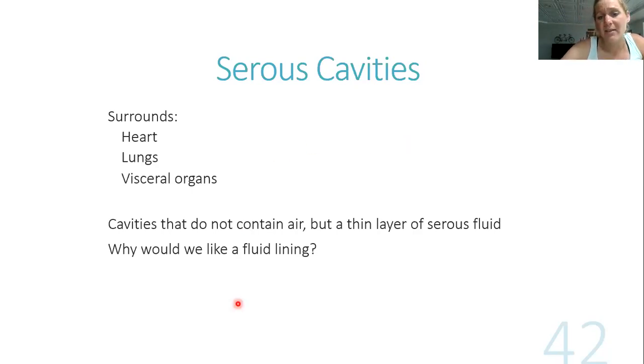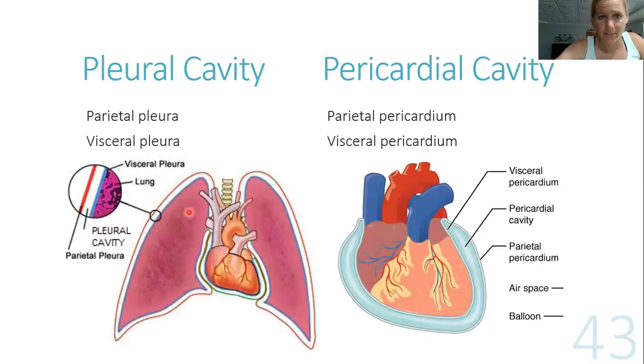So that's one reason that having this fluid lining is super important, not only in the heart and the lungs, but also your digestive organs as well. As food moves through the digestive tract, it's important that it's got the serous lining so that things stay smooth.